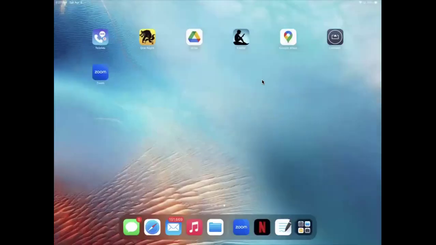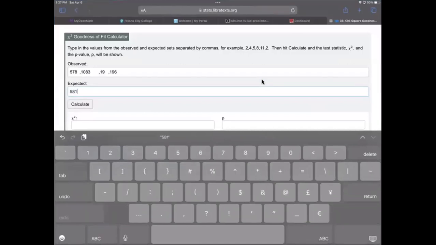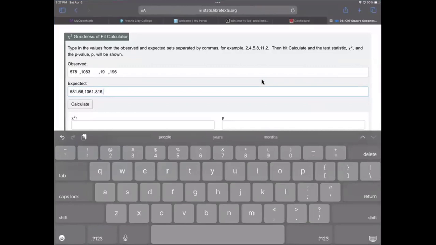Let's go to the calculator and do that. Put commas between them. So here we go. 581.56, comma. Where's the comma? There it is. Comma. And then 1061.816, comma. And 39.396, comma. And 193.228. There we go.